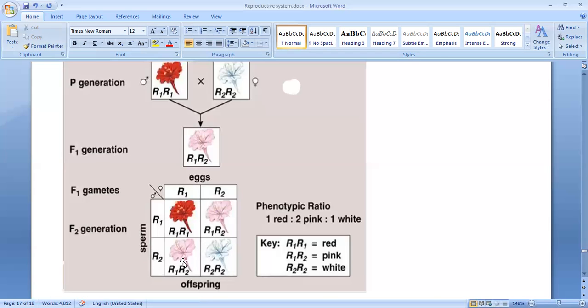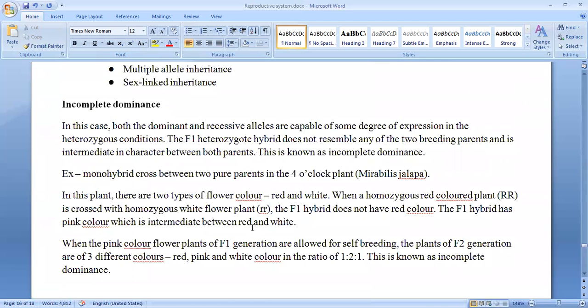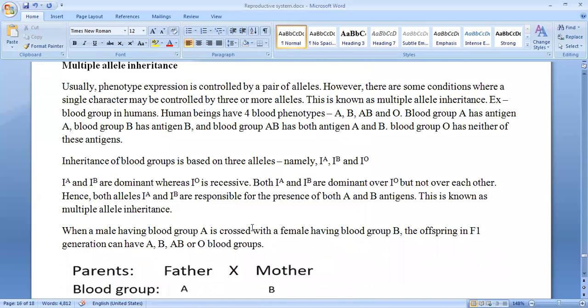So here when you look at these four plants which are produced here, one of them is the red variety, one of them is the white variety, and the remaining two are the pink variety. So that is why they are saying that the ratio in which the flower production will take place is one will be red, two will be pink, and one will be white. So this kind of an inheritance pattern is called as the incomplete dominance pattern.